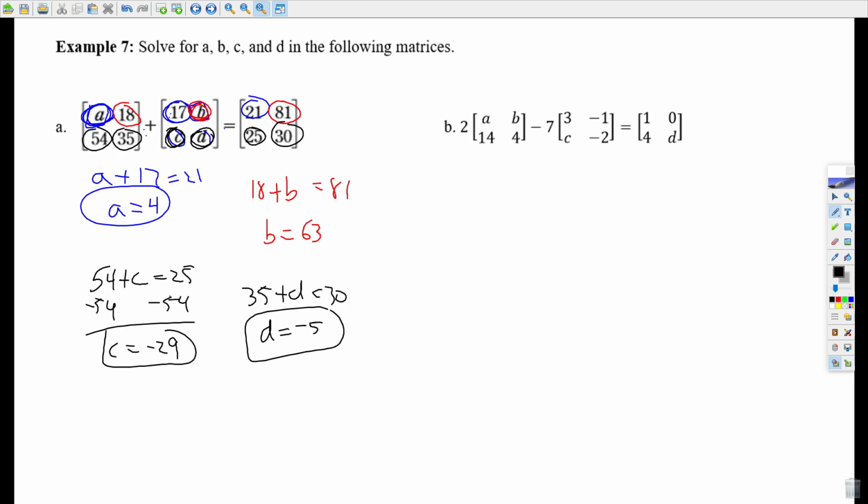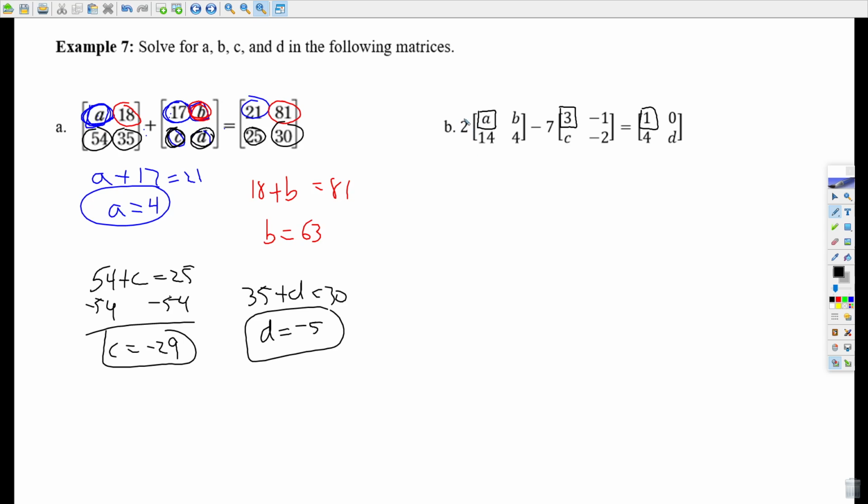It's a little bit more complicated because we have some numbers on the outside. You can see the 2 and the negative 7 here. But what I would do is set it up how we've been doing with these equations over here. I'm going to do the same thing. So we're going to try to find A first. So A matches with 3 and 1. So watch how I do this then.